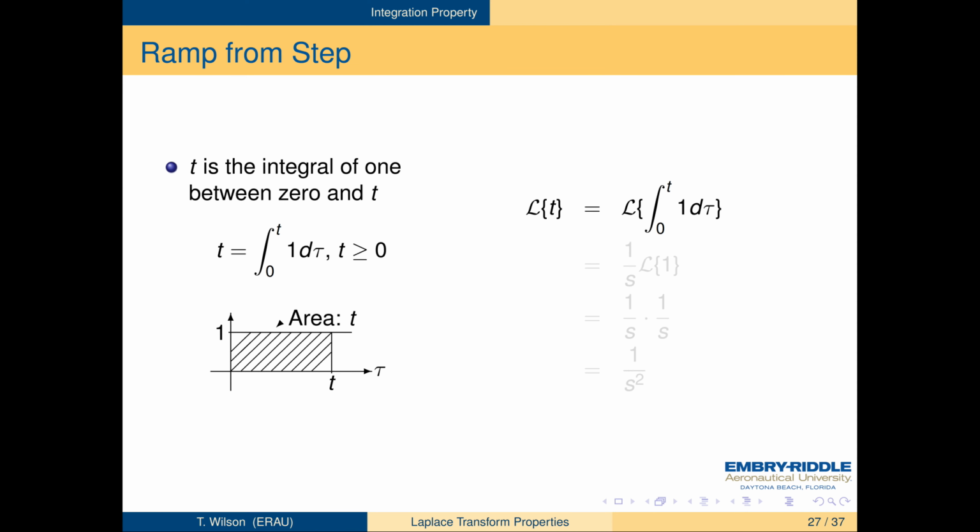For example, the ramp waveform, f of t equals t, can be seen as the area under the constant between 0 and t. As t increases, the area increases proportionally, so t is the integral of 1 between 0 and t. The Laplace transform of t is 1 over s times the Laplace transform of 1, which itself is 1 over s. The Laplace transform of t is 1 over s squared. We showed this previously by direct integration.